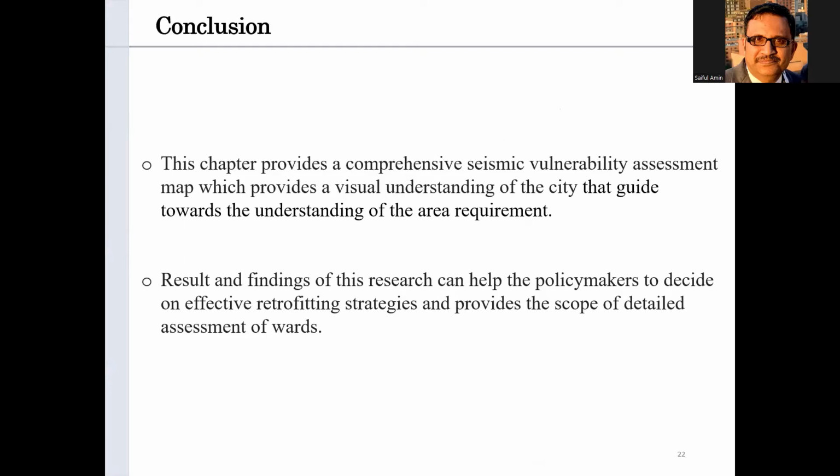The process has its own limitations, which leaves room for improvement to make the map more accurate. However, the proposed map in this research can play the role of a stepping stone to develop a more detailed understanding of the city.